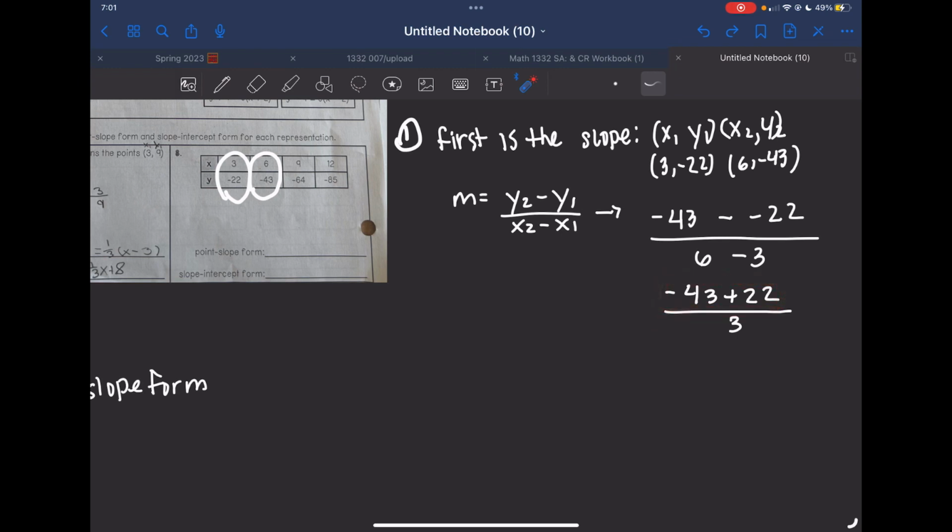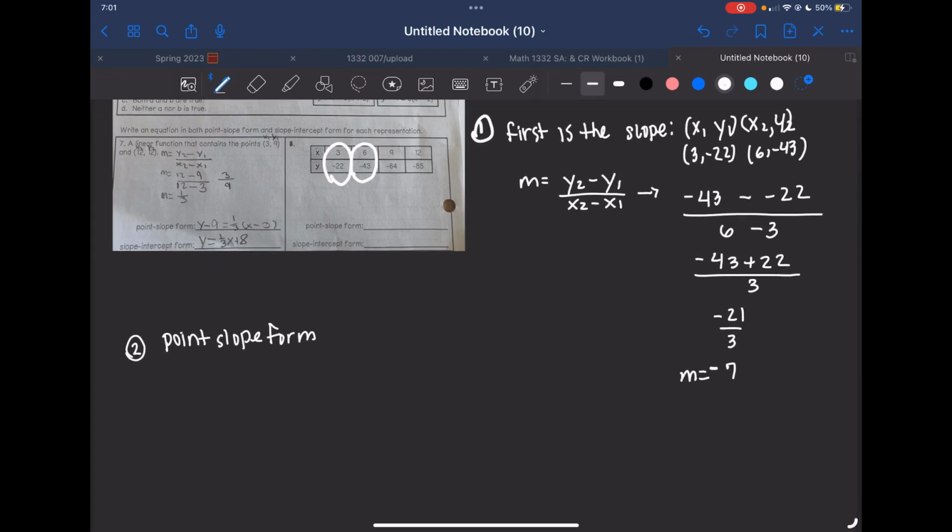I want to simplify the numerator. You can just use a calculator, right? It's going to give you negative 21, because it's 43 minus 22, and that's going to give me 21, but my 43 is a negative, so I get negative 21 over 3. When I simplify that, I get negative 7, and that becomes my slope.